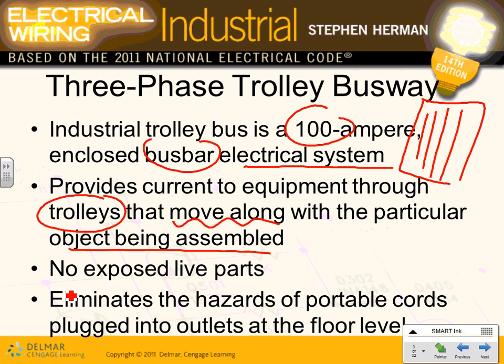So if you have an assembly line of 200 feet, you can basically take one of these trolleys and make that trolley move along 50 feet. So you can go along the assembly line, to different locations to weld or solder or cut, or you can imagine. Any comments, guys, about the trolleys? That's really the key word, move along with the particular object being assembled. So you can move it.